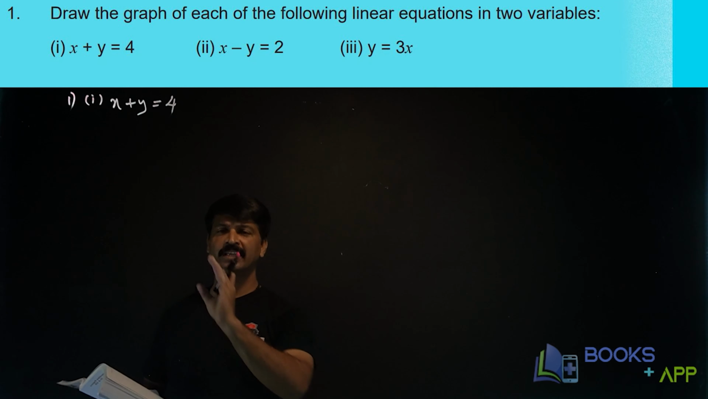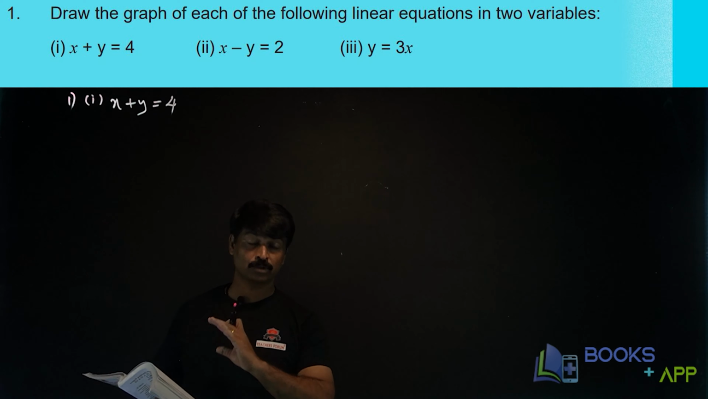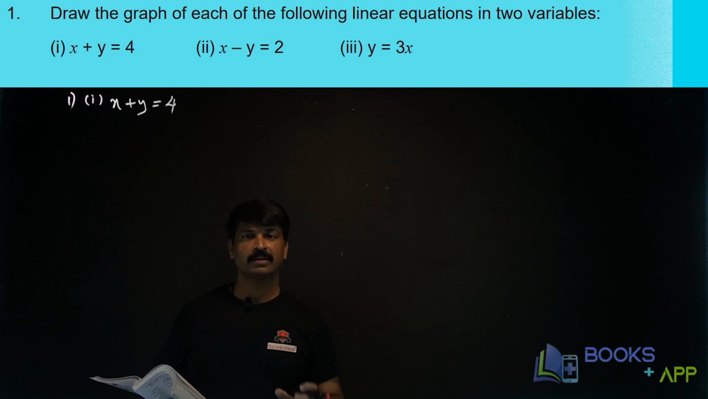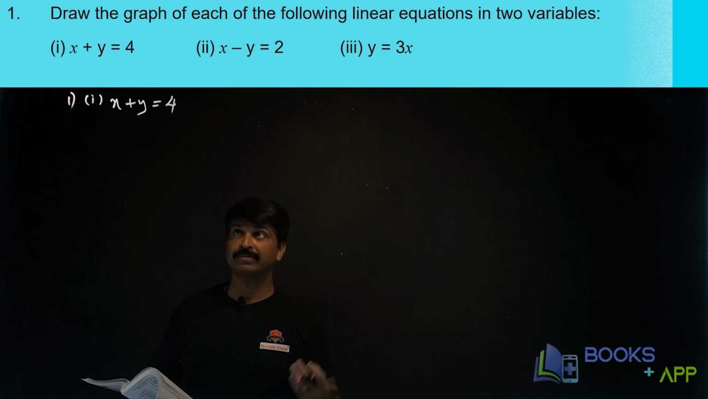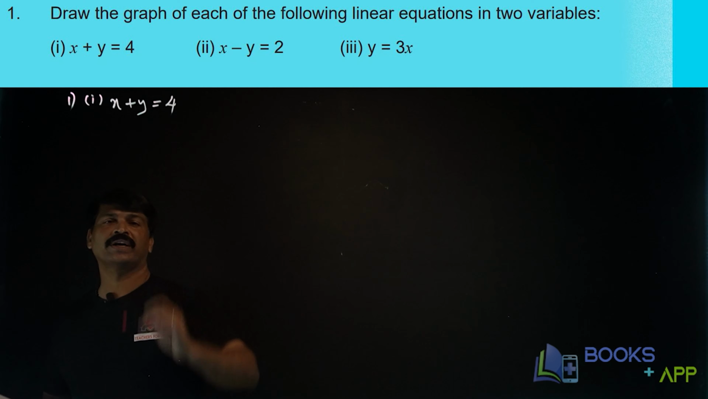You know that it's a linear equation in two variables, and when you solve and draw the graph, you will always get a straight line. Now let us see how to draw a graph using this linear equation in two variables. x plus y is equal to 4.